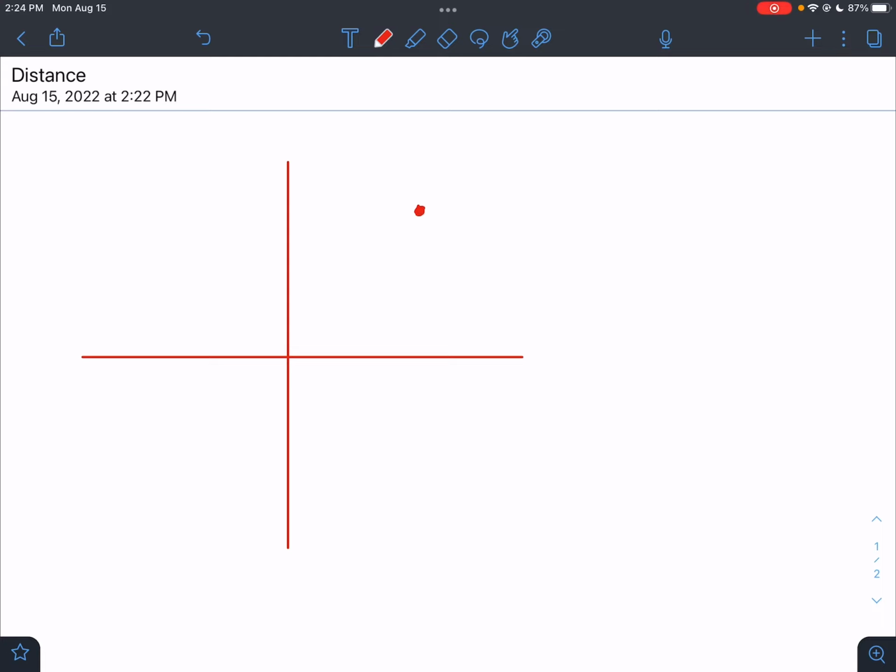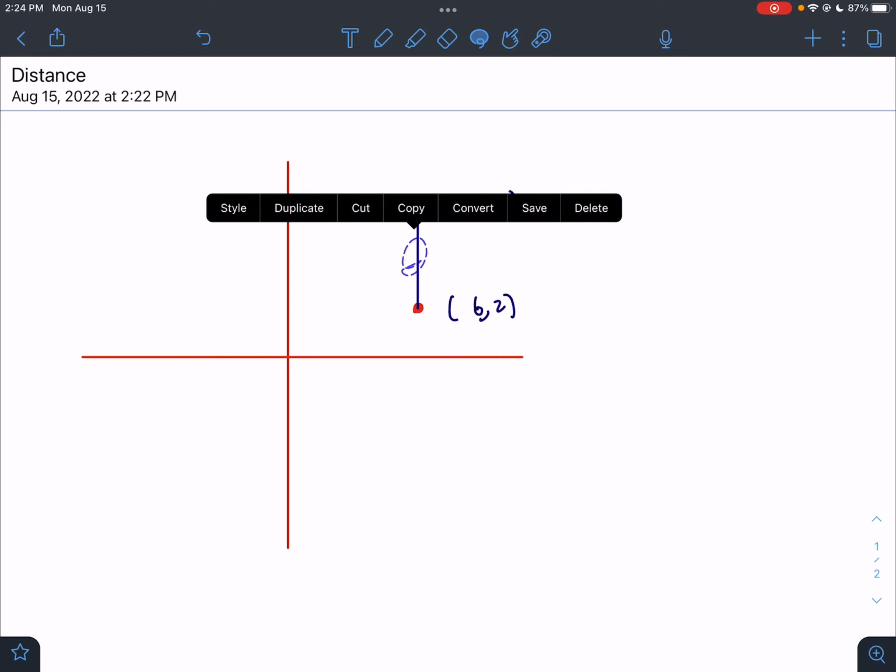So if I give you 2 points, something like this, and let's say that this has the coordinates of like 6, 2, and this has coordinates of like 6, 10, something like that, right? Those 2 points are perfectly vertical with each other. Now, I didn't draw the little tick marks or anything like that, but if I wanted to know how long is a line that connects those 2 points, how would I find it?